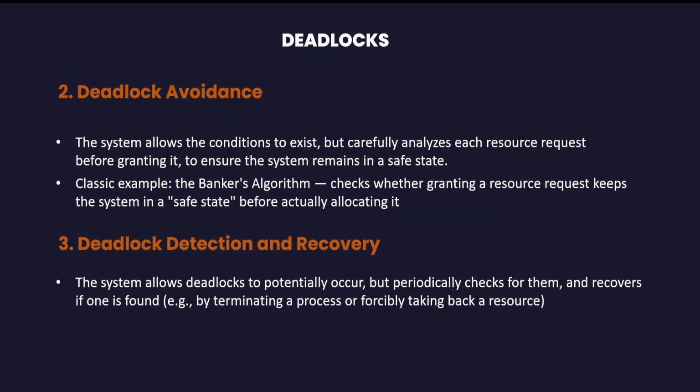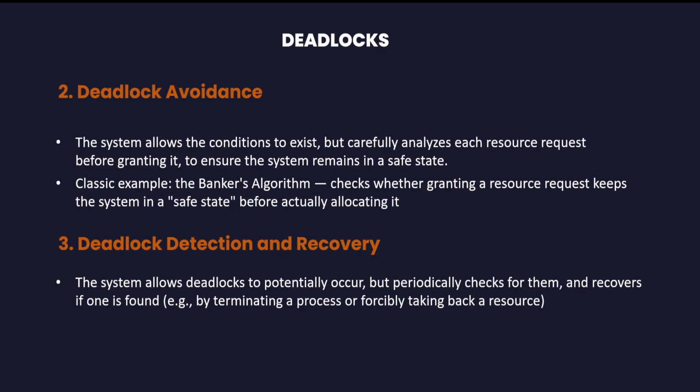Second is deadlock avoidance. The system allows the condition to exist, the four conditions that we have discussed, but it carefully analyzes each resource request before granting it to ensure the system remains in a safe state. What is a safe state? It is a state where every process can still complete under the worst case scenario. Classic example, Banker's algorithm, very important.